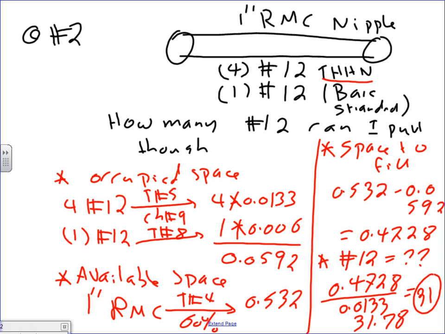0.0133 is the cross-sectional area for number 12. Now we're trying to find how many number 12. So you take the available space, the area, and divide it by the cross-sectional area of that conductor. If I ask you tomorrow about number 10, you go to the number 10 cross-sectional area and divide by it. This number is coming from number 12 THHN. So how many conductors can I fill? 31.